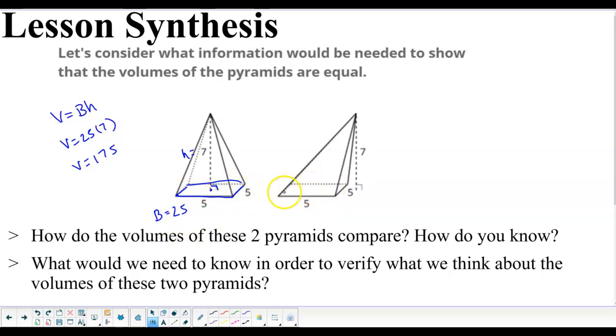Now, this shape here is a right square pyramid. This would be an oblique square pyramid because the apex is not directly above the base with a perpendicular. But notice the base is the same, right? Same base, same height. The area of the base is 25. The height is also 7. So without even doing any calculations, you could have said that the volumes are the same.